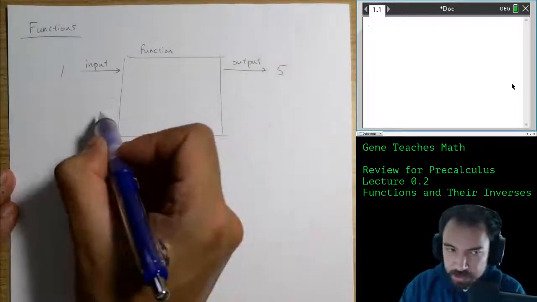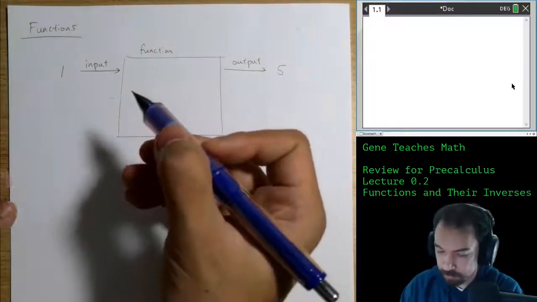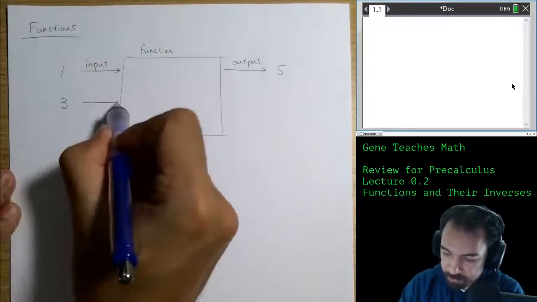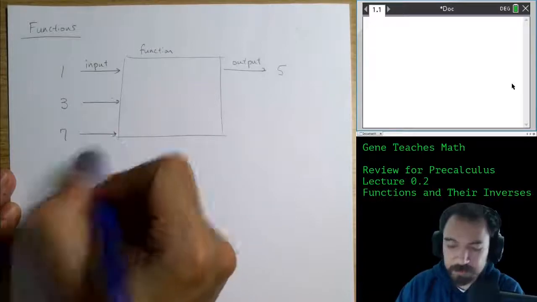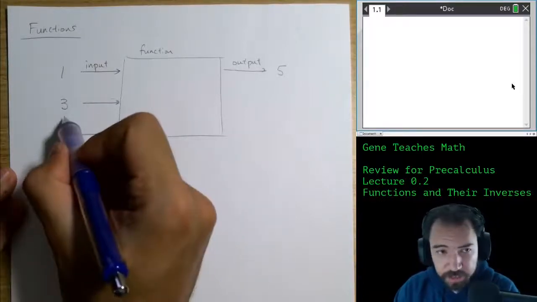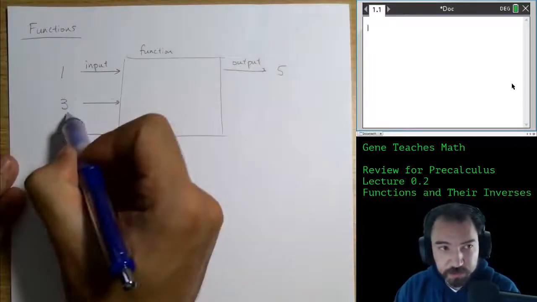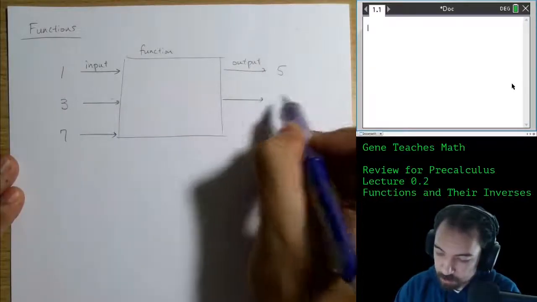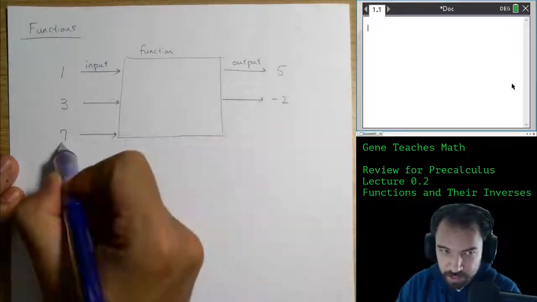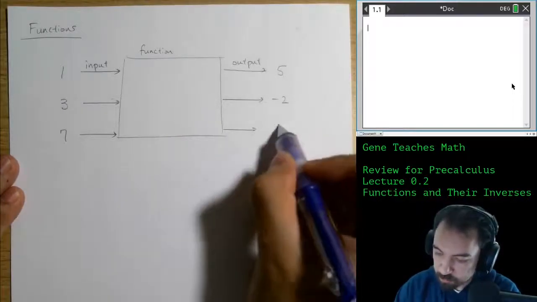Okay. Now let's imagine there are also other possible inputs here, that f can accept an input of 3 or f can accept an input of 7. And f, through mechanisms that I don't really know yet, is going to take the input of 3 and produce an output of -2. F is going to take the input of 7 and produce an output of 1/4.